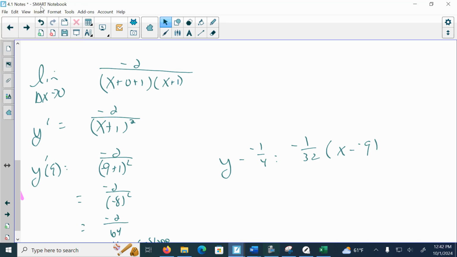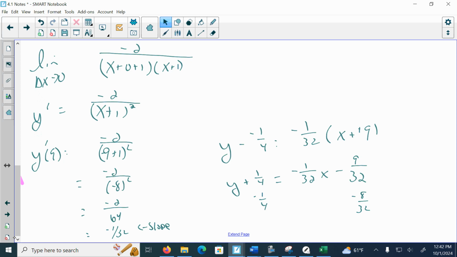So continuing to solve this equation, I'm going to distribute the negative 1 over 32. So this will be negative 1 over 32x, plus, this is coming out to 9 over 32. That does not simplify, and this is y plus 1/4. So now I'm going to subtract 1/4 from both sides. 1/4, when I subtract, I have a denominator of 8 over 32. So my final answer for the equation of my tangent is y equals negative 1 over 32x minus 17 over 32. I know it's not pretty, but that is the correct answer.